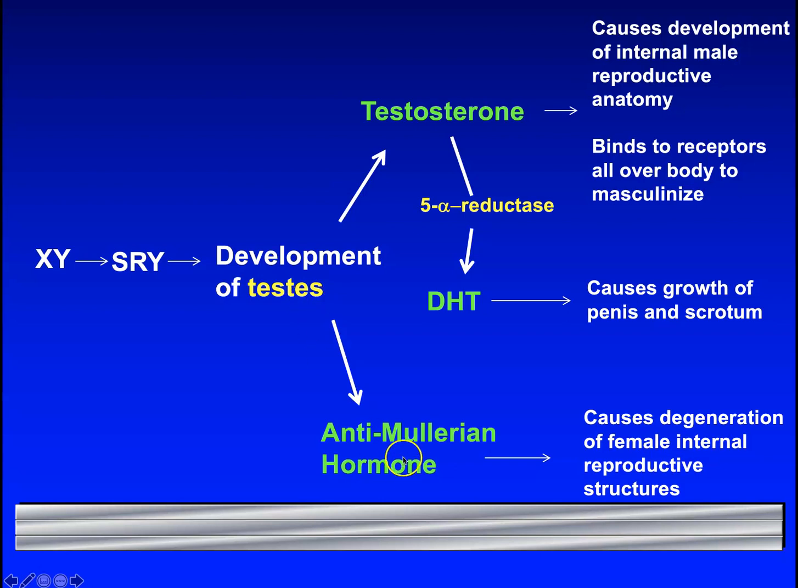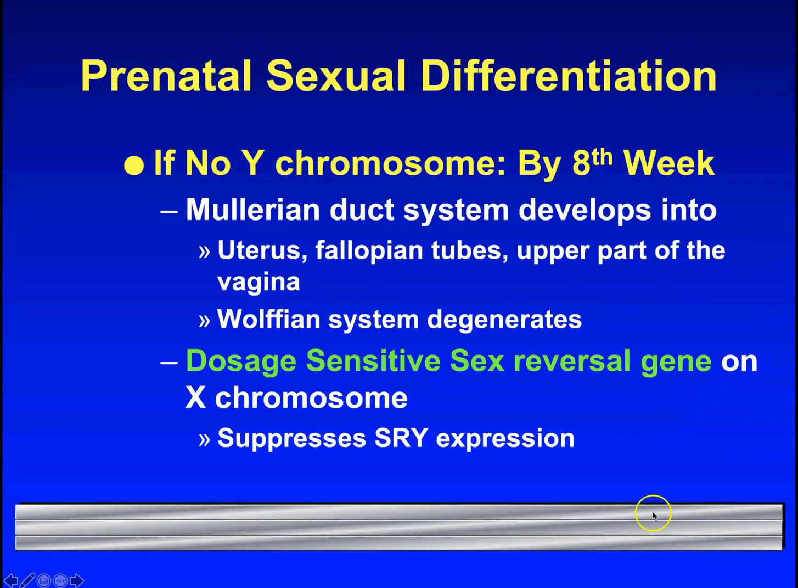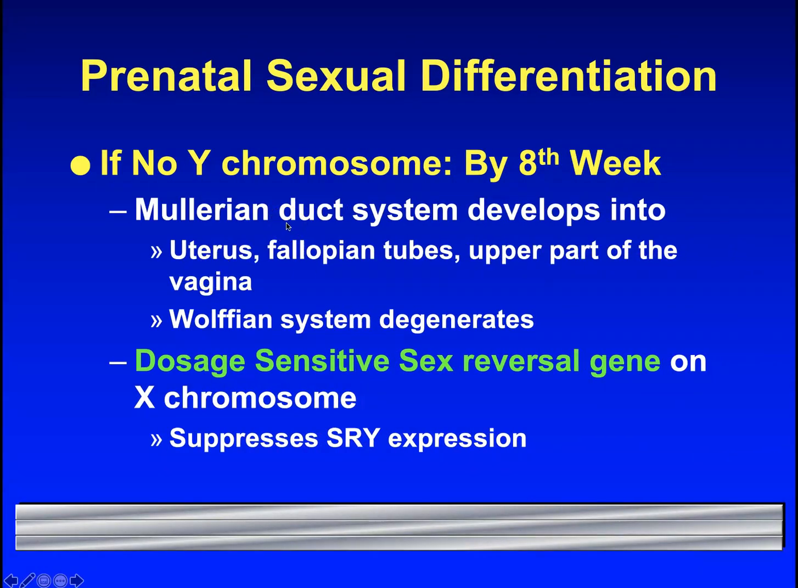And testes also make anti-Mullerian hormone. Shut down the female. You don't work, so you don't need a fallopian tube and a uterus and any of that. So it's going to make the internal reproductive female structures degenerate. And if you have no Y chromosome, the X chromosome, we're learning more, does play a role as well. So there is a dosage-sensitive sex reversal gene which suppresses the expression of SRY. But if you have no Y chromosome, the Mullerian duct system will develop. That's the default anatomy. And you're going to have internal and external female anatomy.